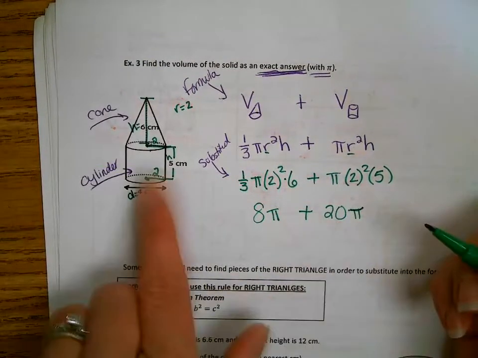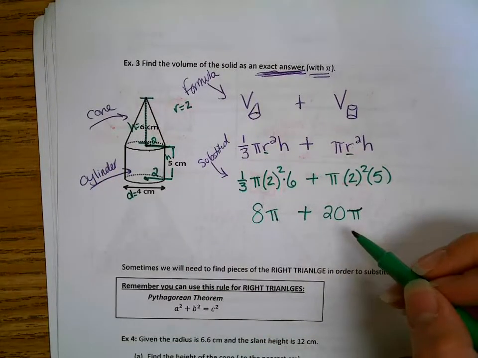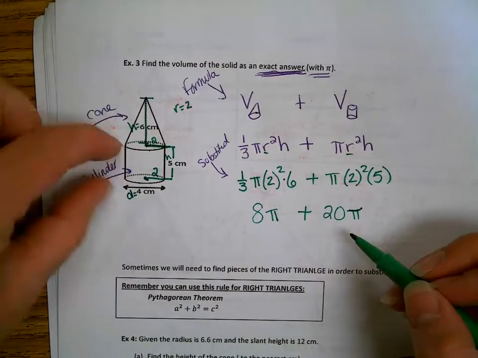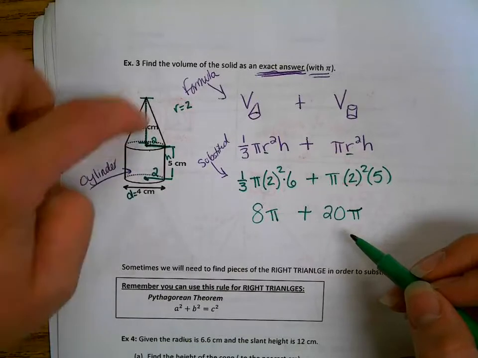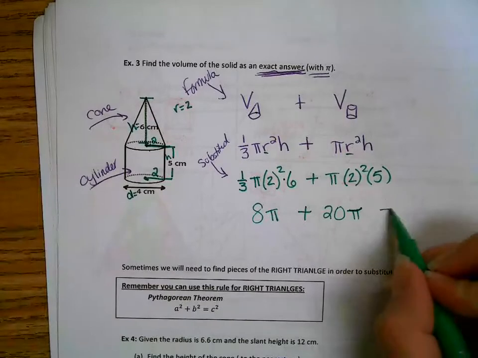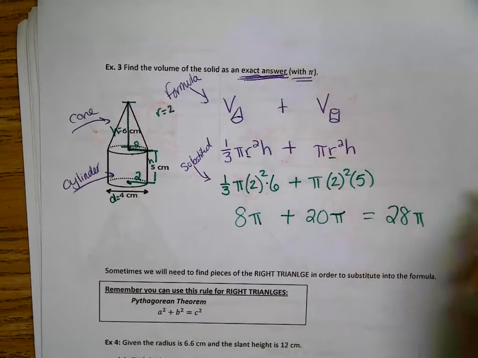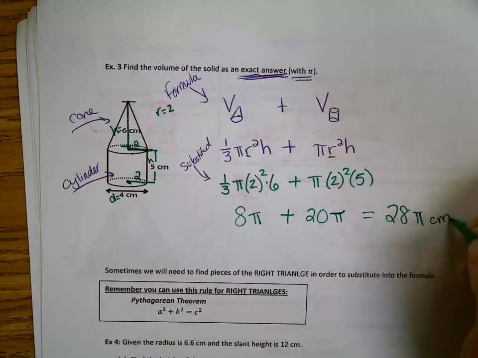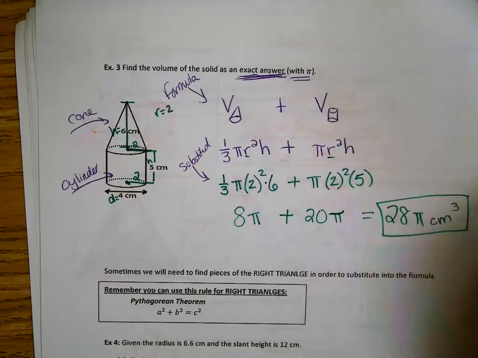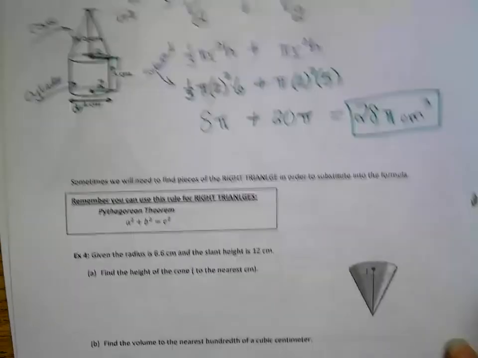Is the cylinder at the bottom going to have more space than the cone up at the top? It will, because it's a solid. It takes up all the space. Here, there's a lot of empty space on the sides of that cone. And that's going to combine to 28 pi total. And that unit was in centimeters cubed. So that's finding volume of 2 solids kind of put together. And you're going to have a couple questions like that on your classwork.